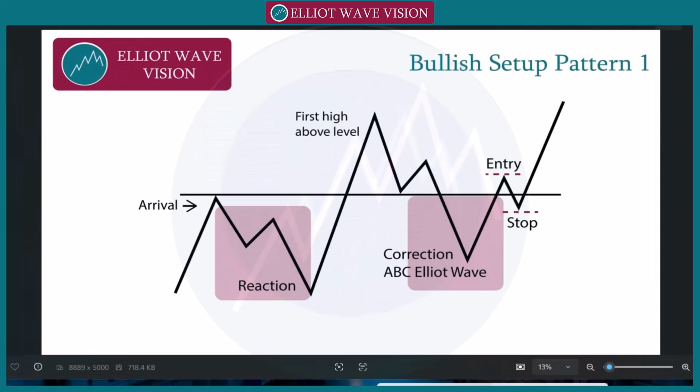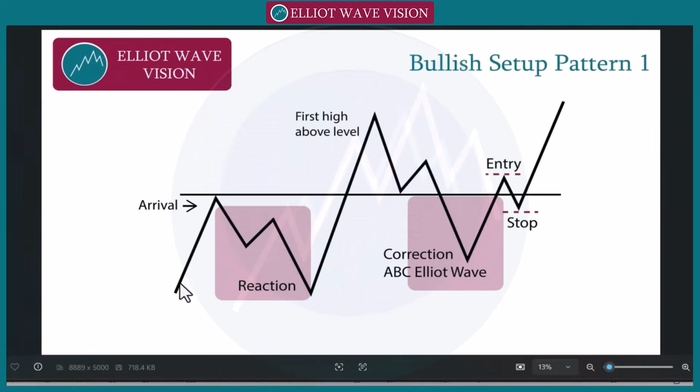Sorry, this is the bearish pattern. Okay. So the market arrived at 25,000, then gave us the reaction. After that, the market completed its first high, same as NASDAQ. NASDAQ completed its arrival, reaction, first high above level A, B and C. Now this wave C completed at this point. Now we are looking for the impulsive move. We shift our entry point from this wave B to this new impulsive move high.